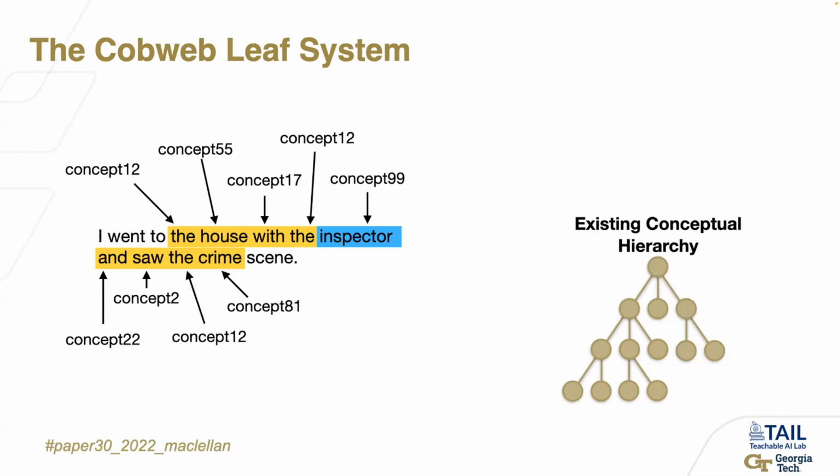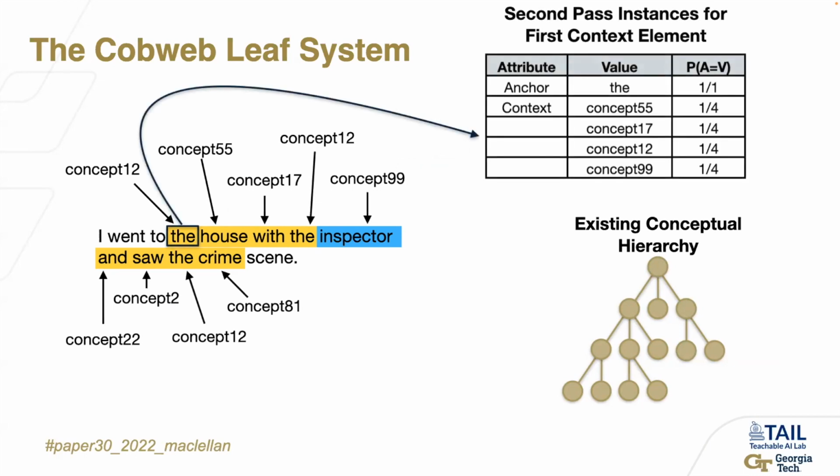Now we actually repeat the process again. We start over at the word the again. And now we construct an instance to represent this word that includes context elements that are based on the concept labels that we generated on the first pass. So now we have the word the, but now we have some context around it that's being described not by the words themselves, but by the concepts that are representing those words.